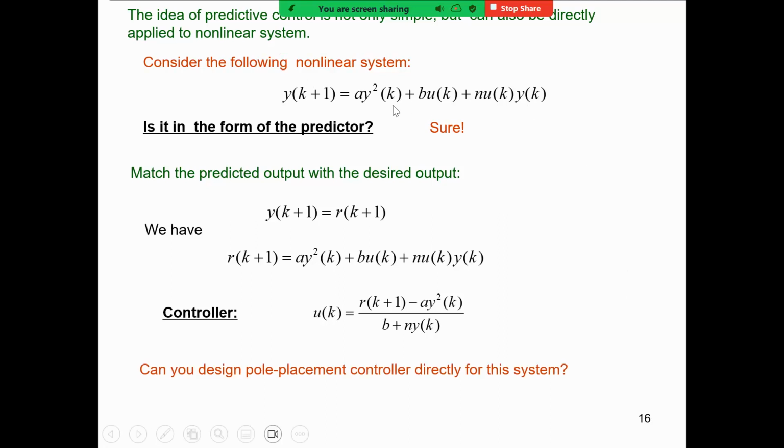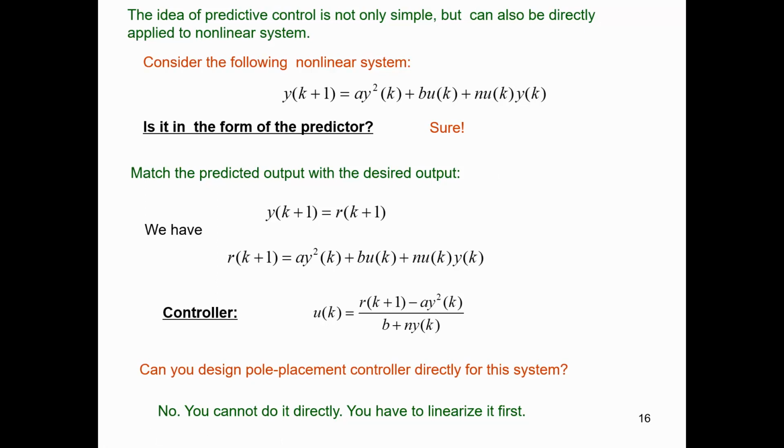Now, when you look at this system again, can you design a pole placement controller directly for this system? You cannot. You have to linearize it first, because in its current form, you don't know what the poles are for the original system. When we talk about poles, that's only for systems which can be described by a transfer function, a state space model, or a linear model. But here it is a nonlinear system, so we cannot say what the poles are, and of course we cannot do pole placement.